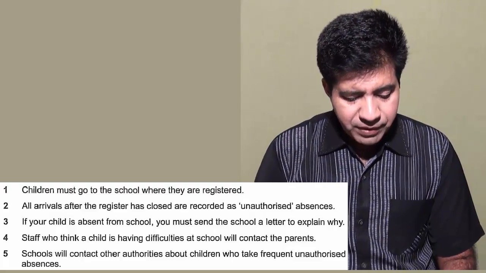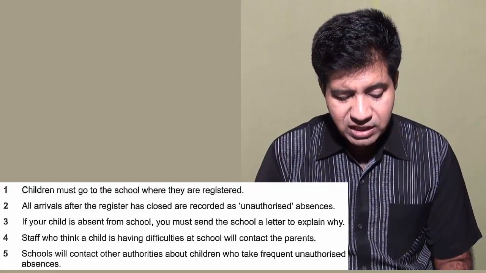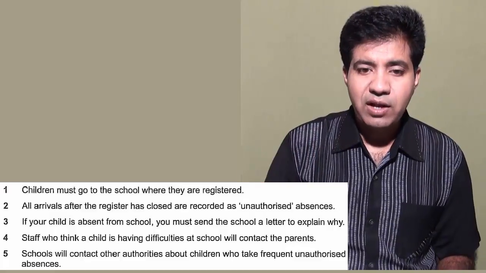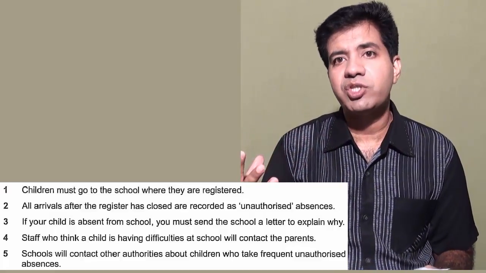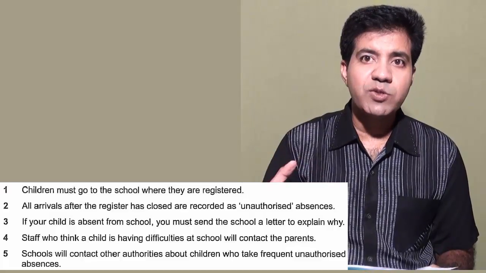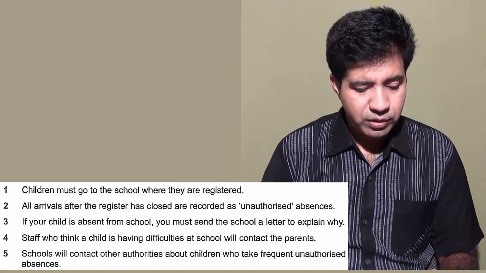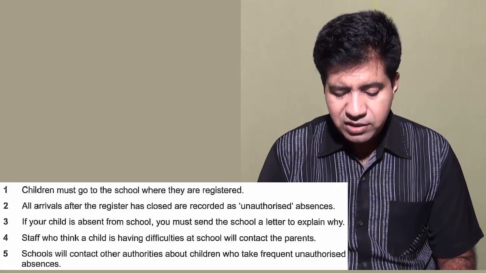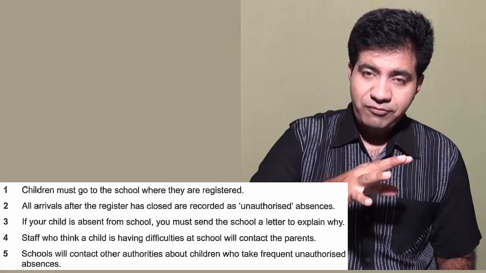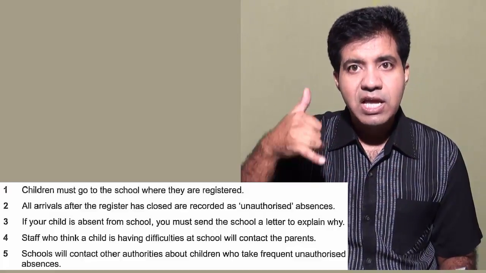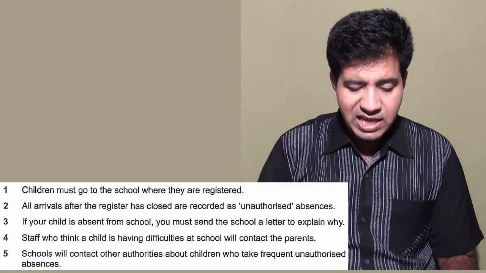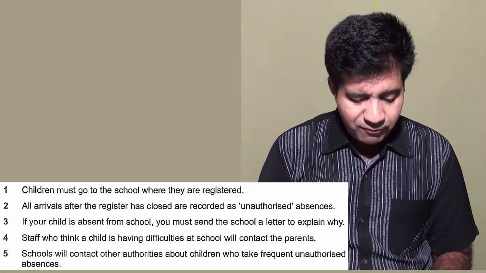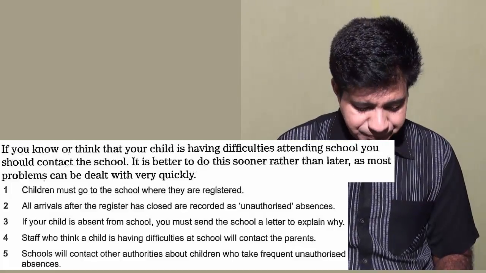Good. Number 4. Staff who think a child is having difficulty. Staff means teachers, principals and all that. So you should not look for the word staff. You can look for words like teacher, because we are talking about it in the context of school. Staff who think a child is having difficulties at school will contact the parents. That's what they are saying. Now let's see if the staff is going to do that. Yeah, what you can do to help, it's there.